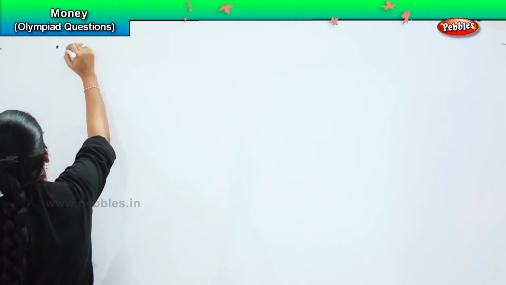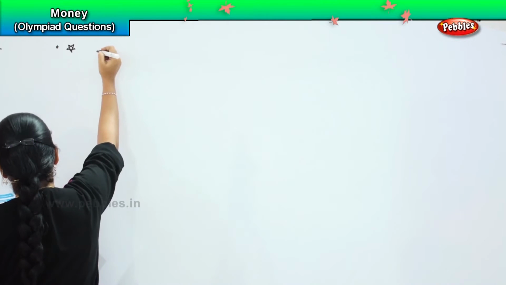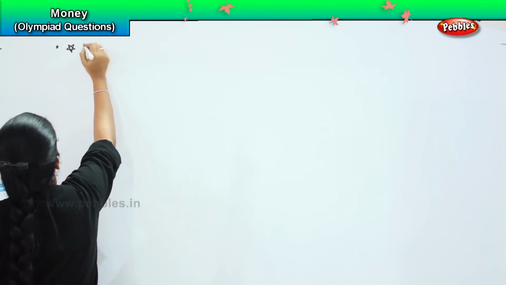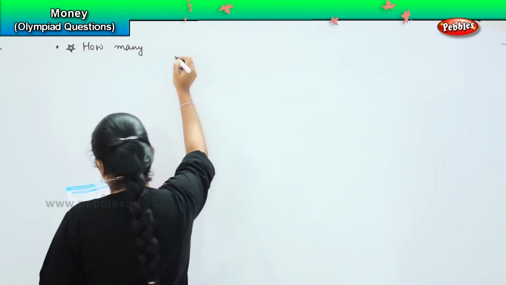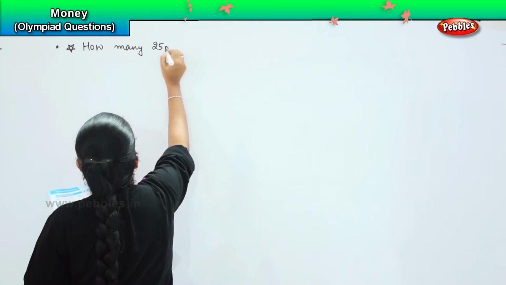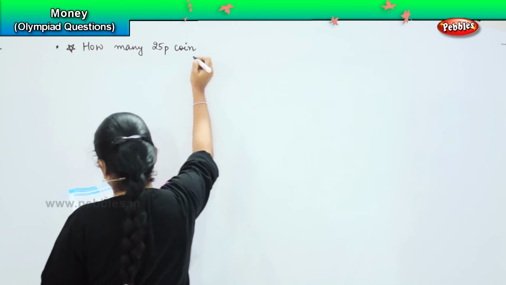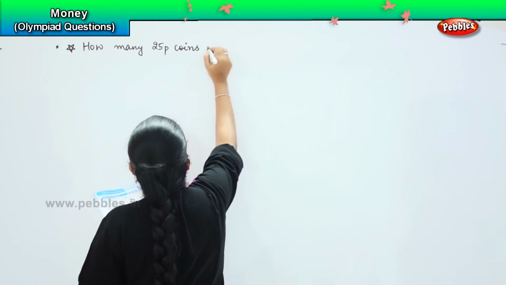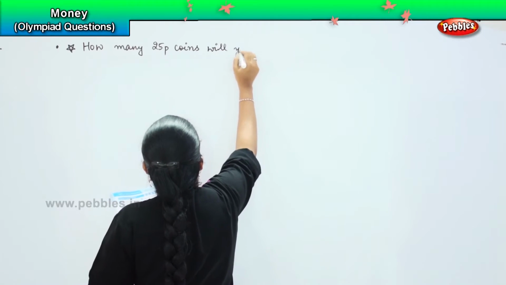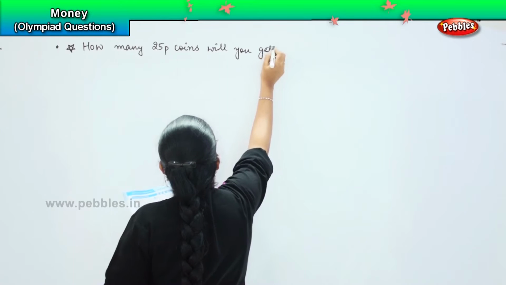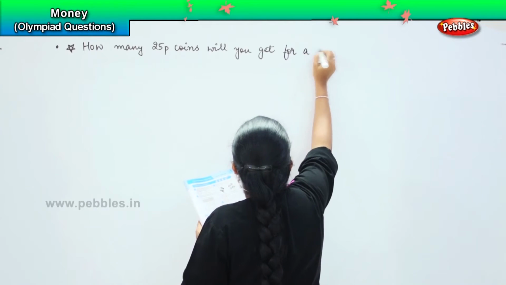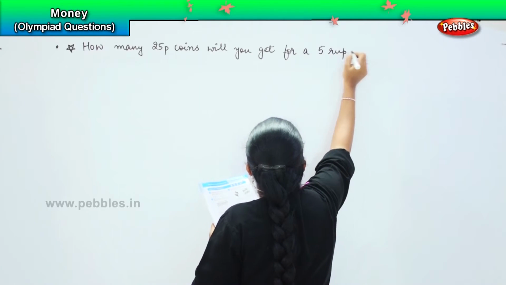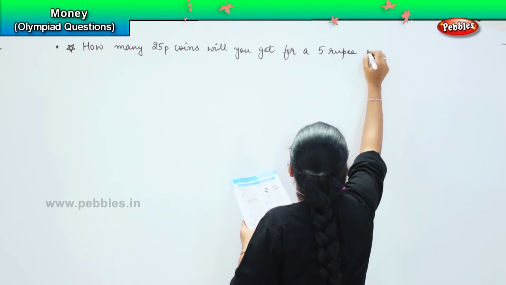So are you ready for the next question? Here is your next question. The next question says, how many 25 paise coins will you get for a 5 rupee coin?